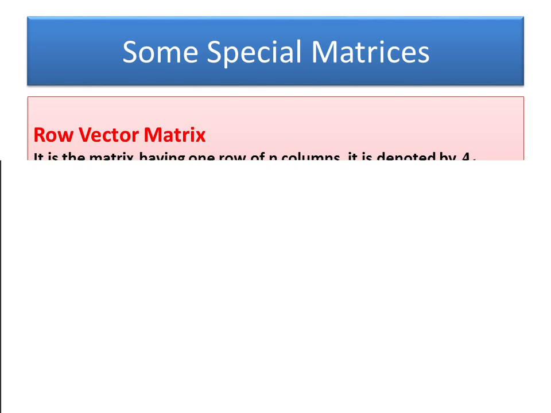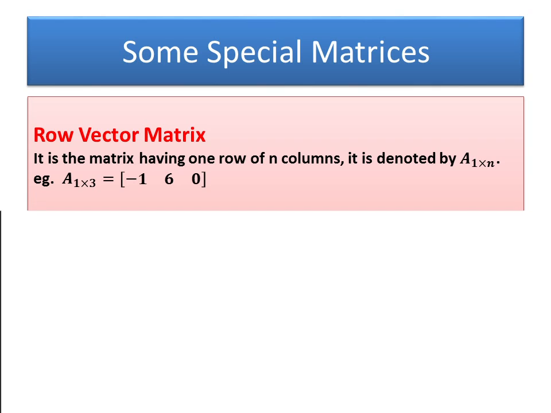We present now some special matrices. We start with the row vector matrix. This is a matrix having only 1 row and n columns. Usually it is denoted by A sub 1 by n. For example, we have A sub 1 by 3 equal to minus 1, 6, 0. These are arranged in a row.